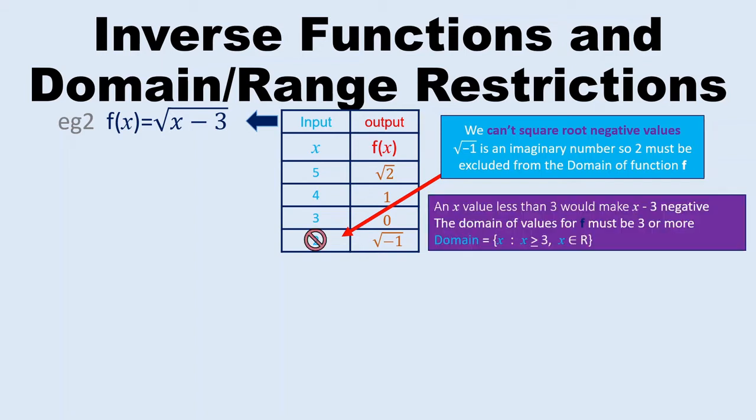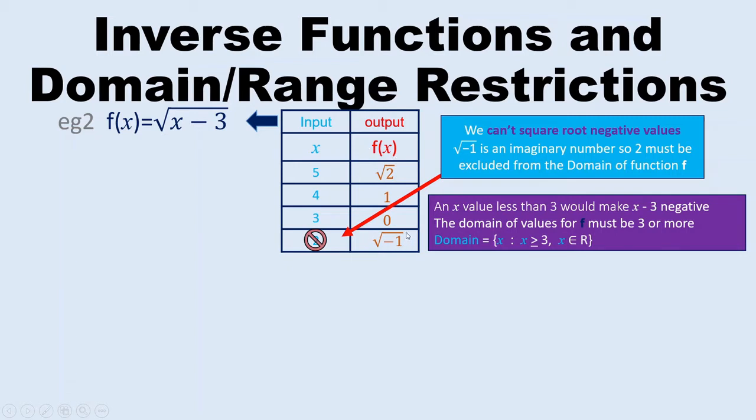But 2 is not the only value we need to exclude from the domain. Any x value less than 3 would make x minus 3 a negative number. So the domain of values for f must be 3 or more. The domain for the function f could be any value x, where x is greater than or equal to 3, and of course x must be a real number. So now that we know the values which can or cannot be inputted into function f, let's work out the range of values that could come out of function f.